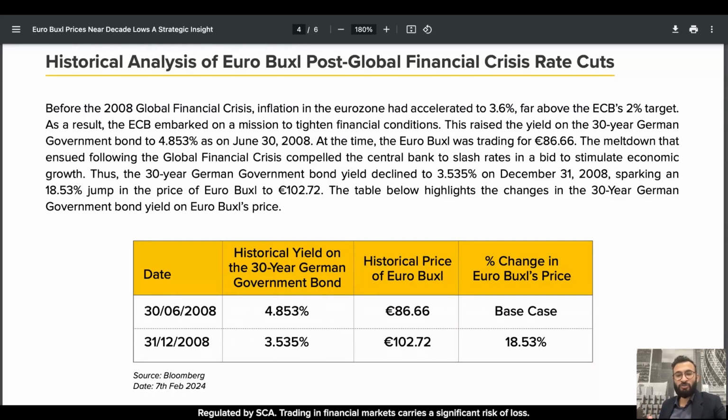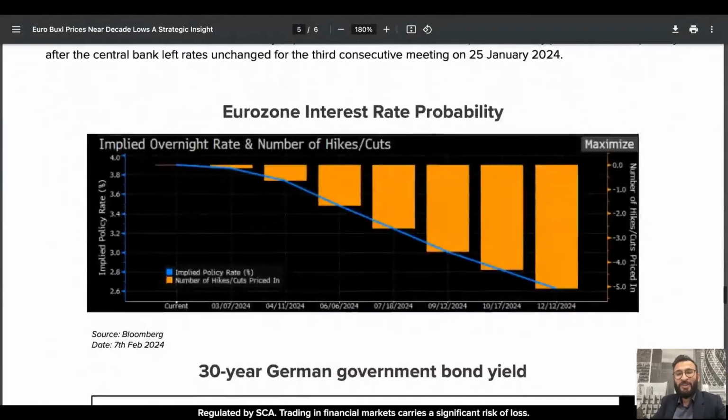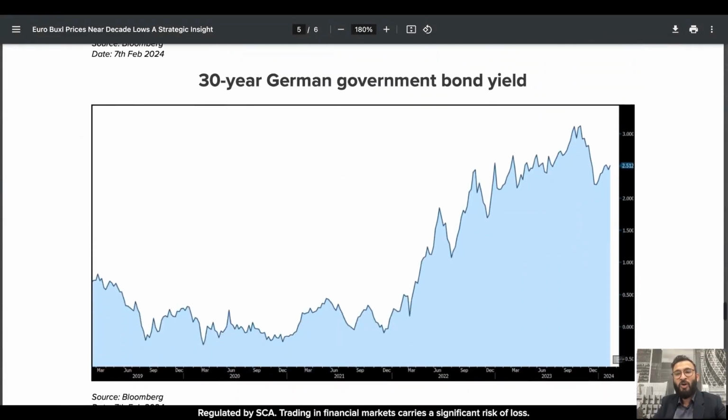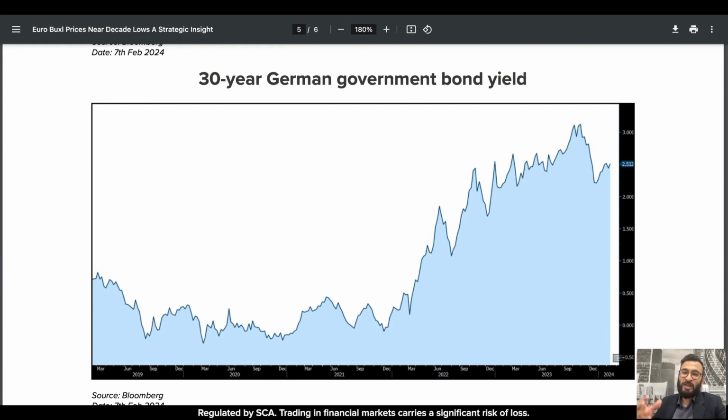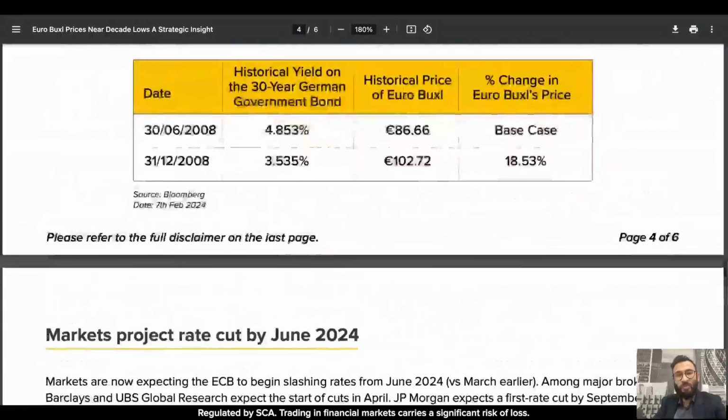During the financial crisis, when German government bond yields were reduced by almost 1.3%, the price of Eurobuxel went up by 18.5%. So on those premises and on the regression analysis, the expectation is that when the German government bond yields start coming down, or when a rate cut happens, the Eurobuxel prices are expected to bounce back. So now it is up to you how much exposure you want to take.